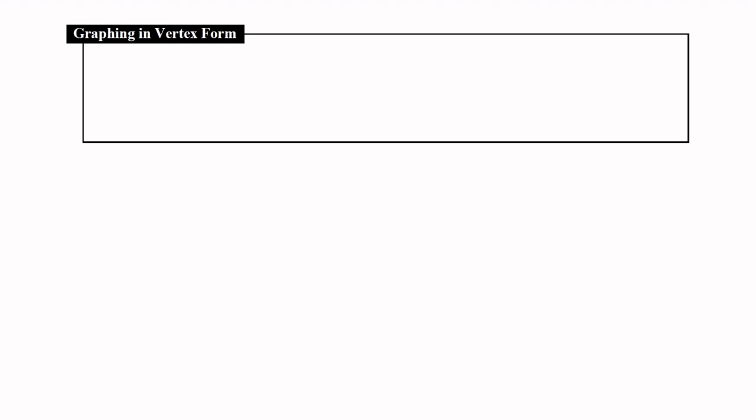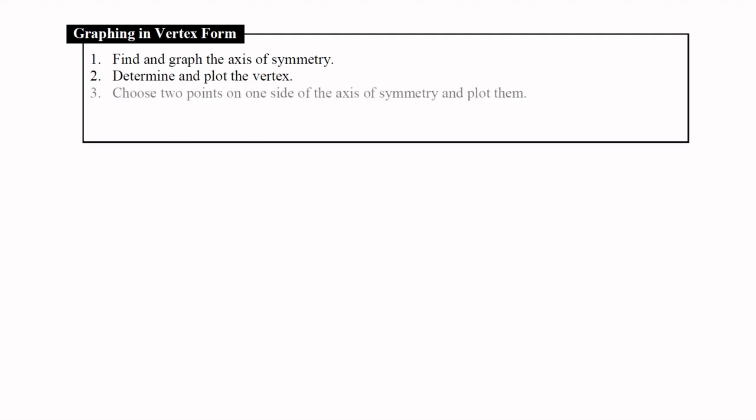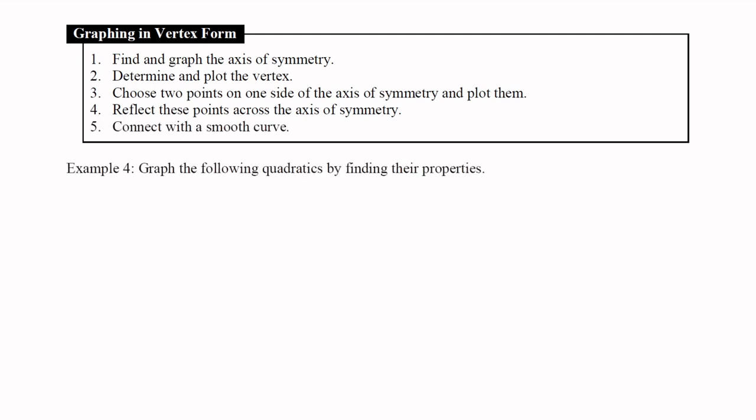So to graph in vertex form, find and graph the axis of symmetry, determine and plot the vertex, choose 2 points on one side of the axis of symmetry and plot them, reflect these points across the axis of symmetry, and then connect with a smooth curve. So we are going to graph the following quadratics by finding their properties.